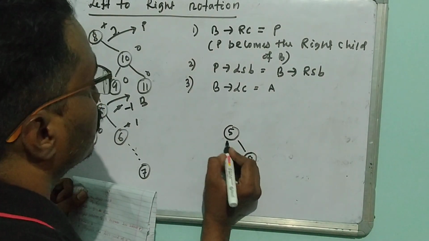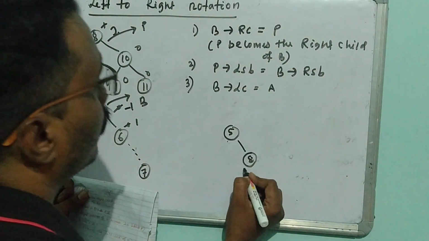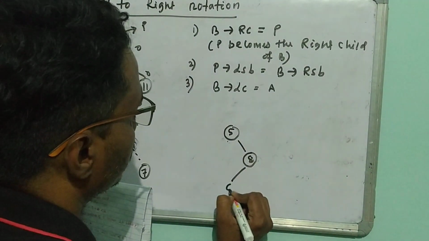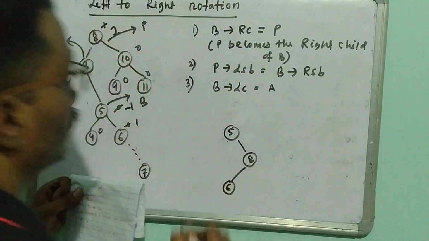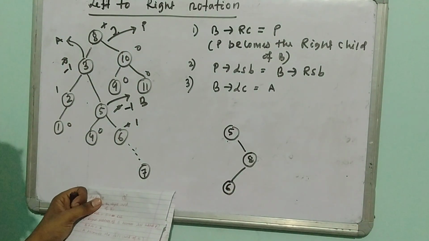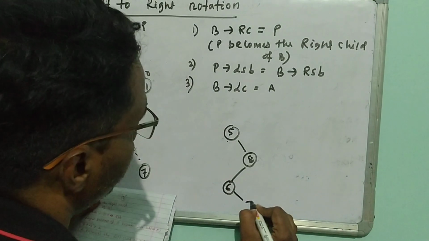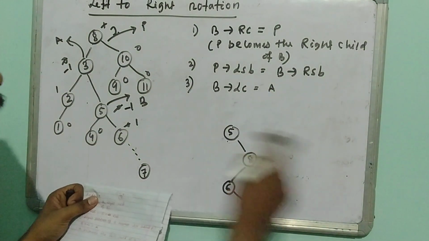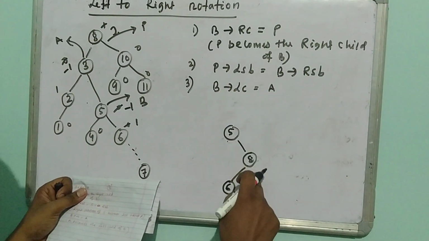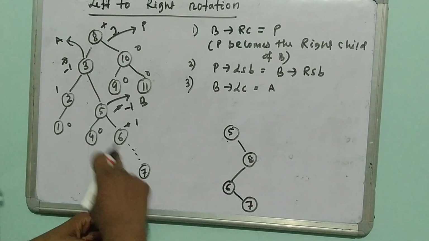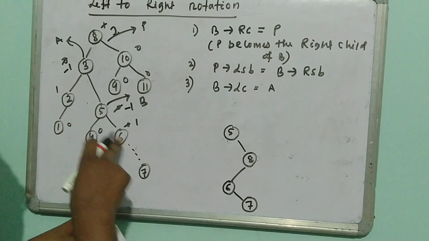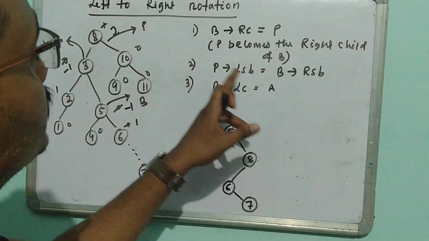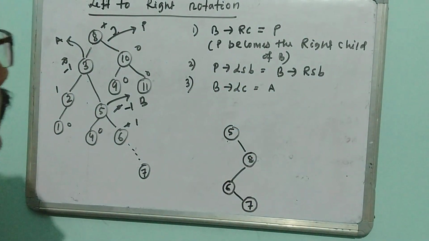So here this is nothing but 6, and here it will be 7. So it is clear: the left subtree of the P, the right subtree of the B. So B is nothing but 5 having right subtree 6 and 7. So we are attaching with the left subtree of the B. Okay.